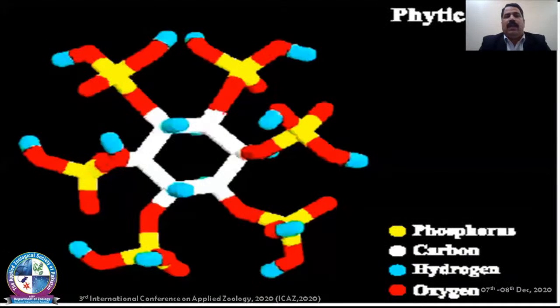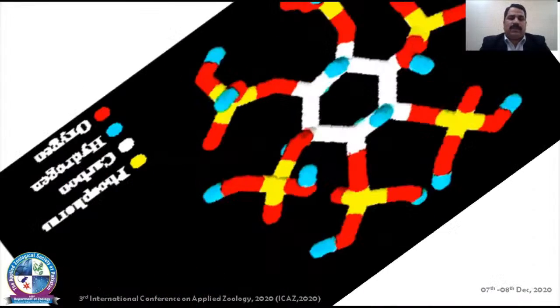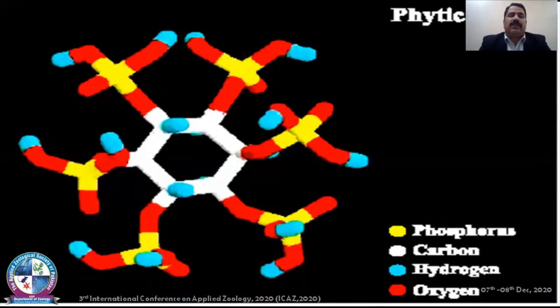Here you can see a typical structure of phytate or phytic acid, in which the yellow color indicates phosphorus, which is a very important mineral, but is chelated with other elements like carbon, hydrogen, and oxygen, etc. So there is a need for a certain enzyme which can break down these chelated complexes easily to make these nutrients available to the fish.